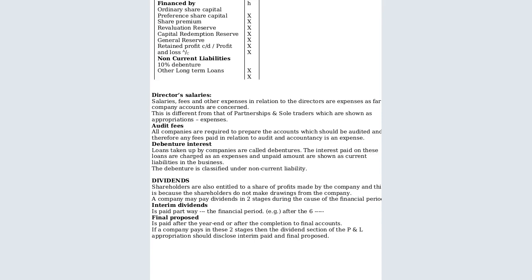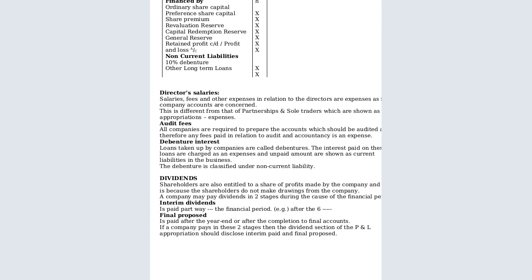The interest that is paid on these loans, of course, is an expense, and unpaid amounts are shown as current liability in the business. Just like in case you have not paid that interest, it will be a current liability. And then we have said in our balance sheet up there, debenture is a current liability. So just note that debenture is just like a loan. So if there is interest on the debenture, interest on that debenture or loan is an expense to the business.